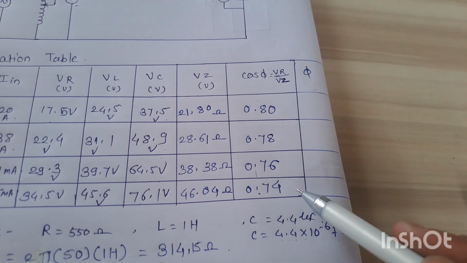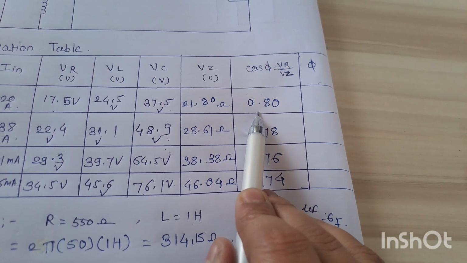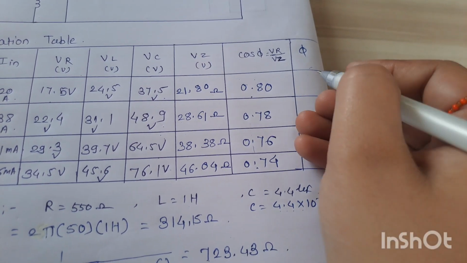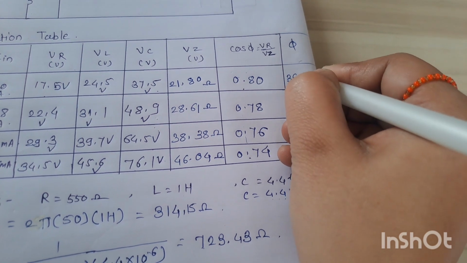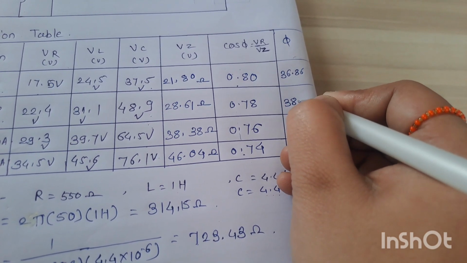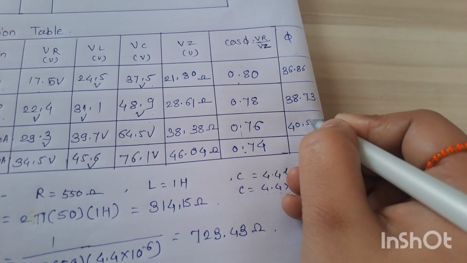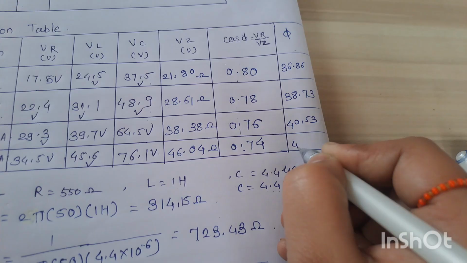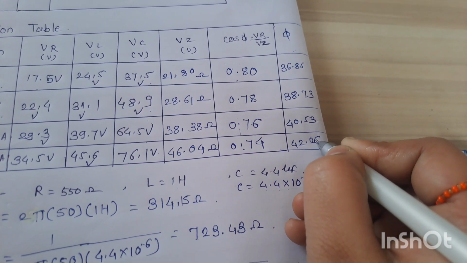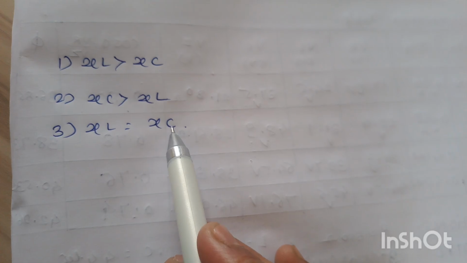Now we have to calculate the power angle for each reading. For power angle, we take cos inverse of this power factor. So first 36.86 degree, second 38.73, third 40.53 and fourth 42.26 degree.